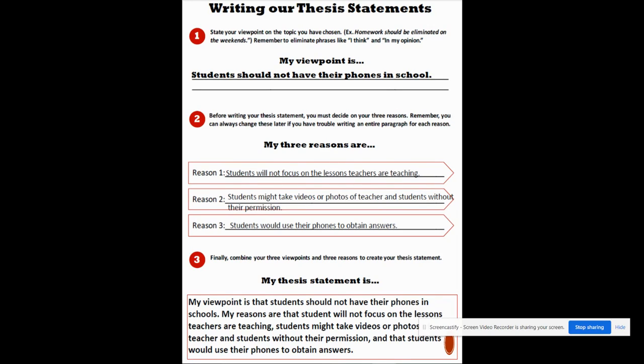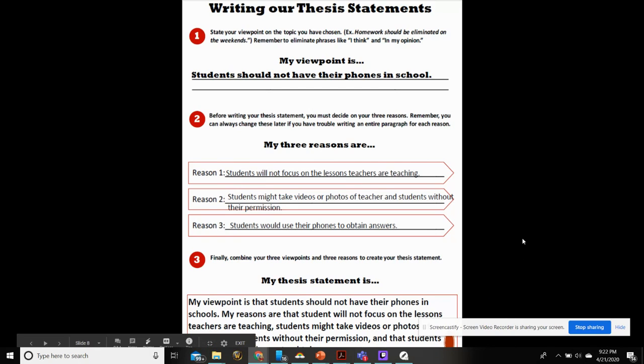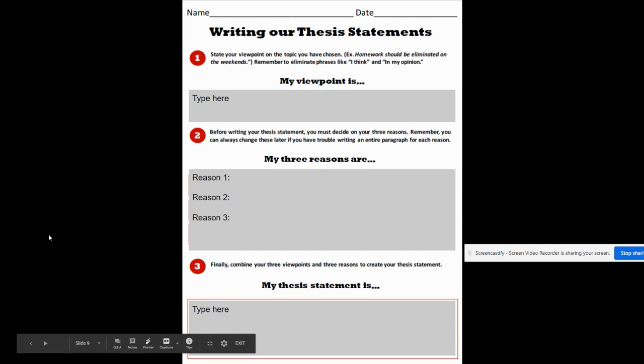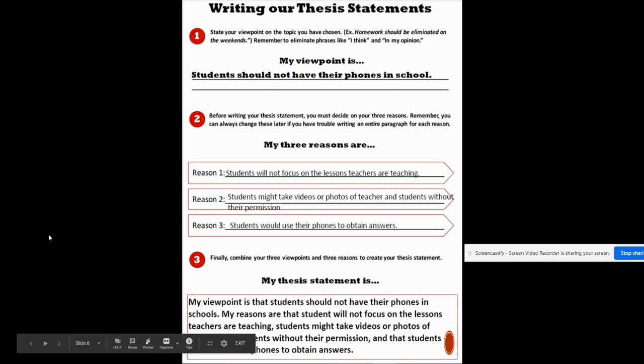My viewpoint is that students should not have their phones in schools. My reasons are that students will not focus on the lessons teachers are teaching. Students might take videos or photos of teachers and students without their permission. And students would use their phones to obtain the answers.